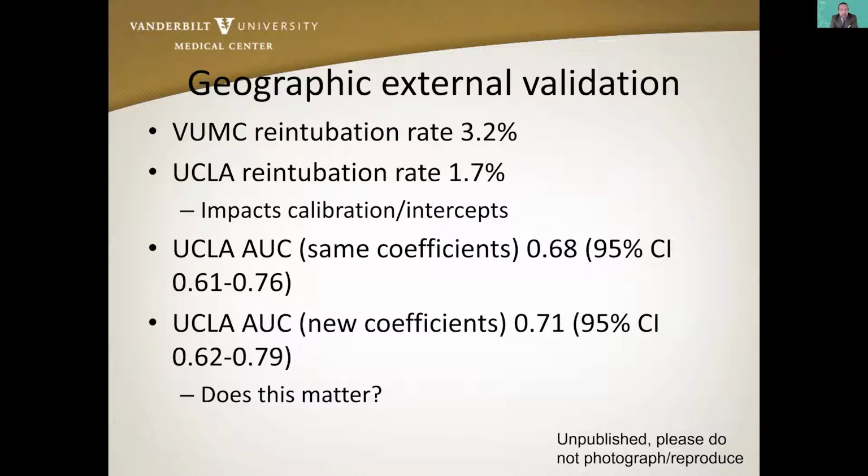But despite that, keeping the exact same coefficients, model performance was reasonably good at UCLA, 0.68 AUC. Actually going back and changing the coefficients, so keeping the same predictors but allowing the coefficients to change, didn't really improve model performance very much. It only went up to 0.71. Question whether that's a clinically meaningful difference.